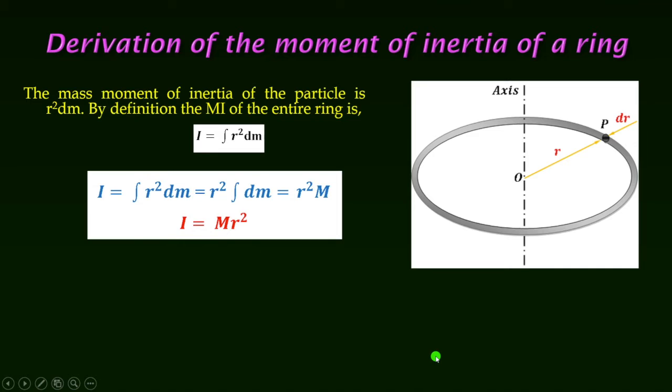In the previous class, I told you that the general equation of mass moment of inertia is equal to k m r square. So for this ring, the value of k is 1, or I equals m r square.